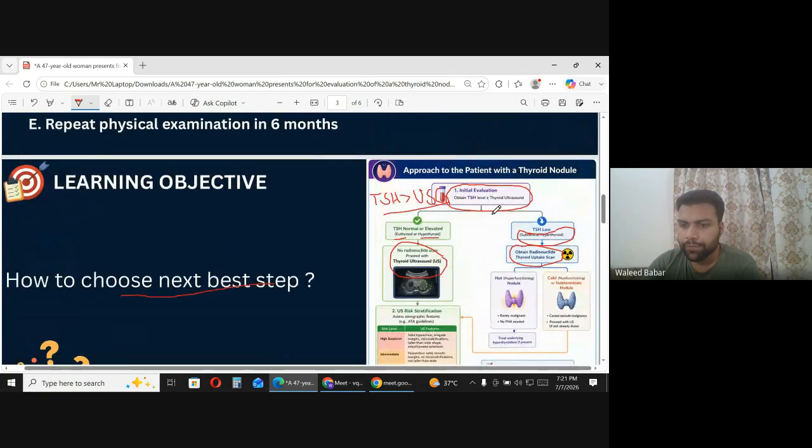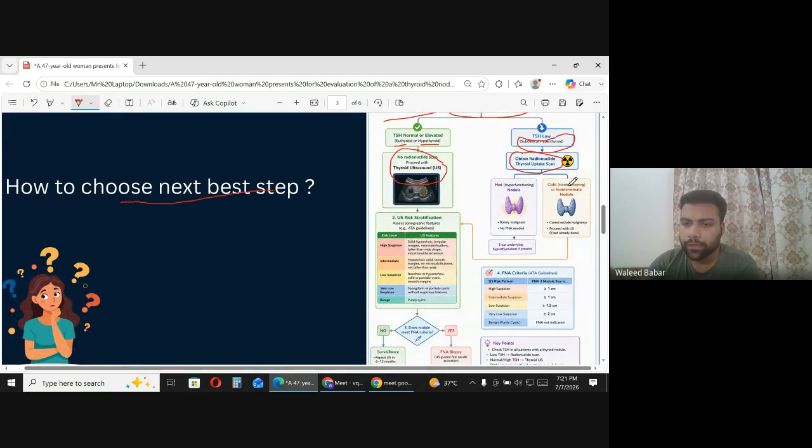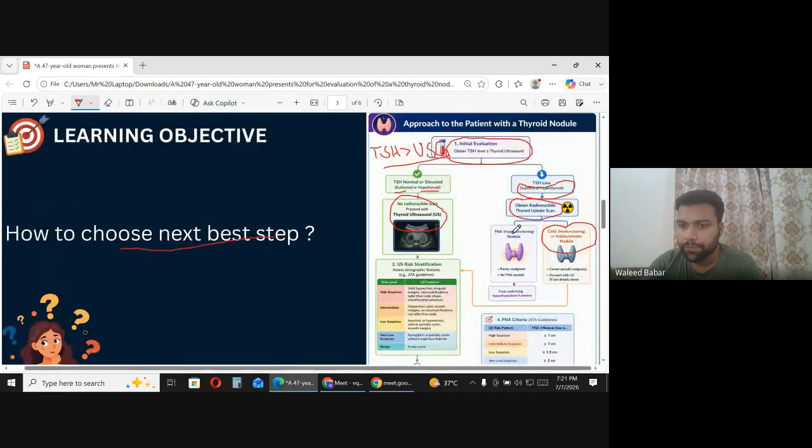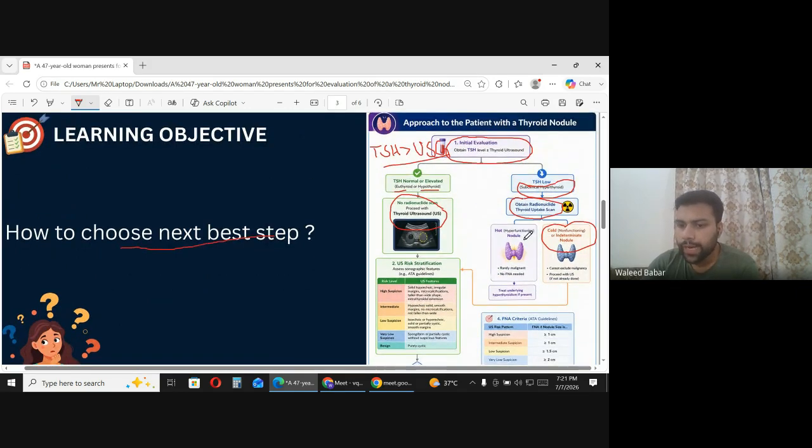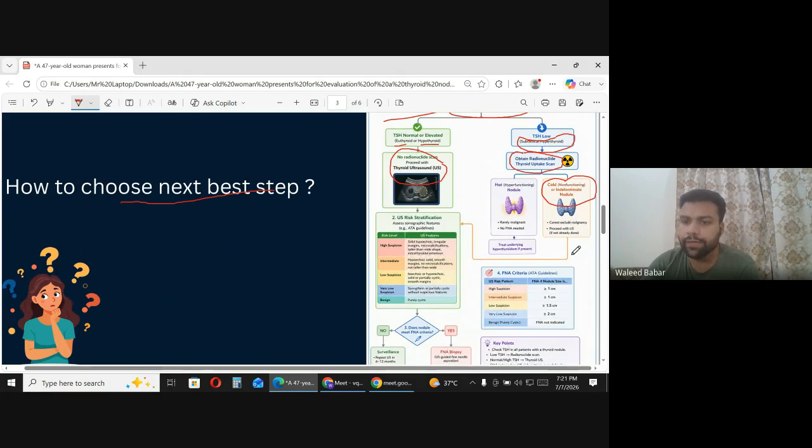If after performing radionuclide scan, the nodule is cold, then we will perform ultrasound if we didn't perform it at the first step, right? And ultrasound will decide whether we need FNA or not. And if the nodule is a hot nodule, a hyperfunctioning nodule, the radionuclide thyroid uptake scan is showing increased iodine uptake, then it's a hot nodule. And hot nodules are rarely malignant. We do not need FNA. We are going to treat the hyperthyroidism using anti-thyroid drugs.